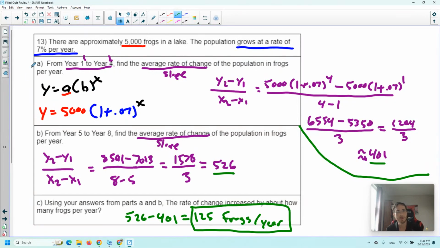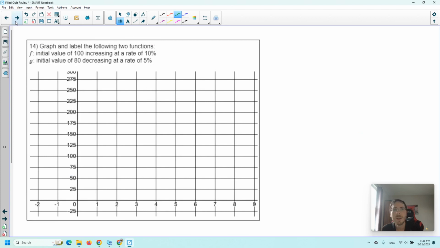All right. Well, I know most people are probably almost done after this since that one is a long one, but there is one last question. So we just got a little graphing question. It says graph and label the following two functions. So we have to do f, which has an initial value of 100 and is increasing at a rate of 10%. So if we know it starts at 100, we can label f and say f starts there. If it goes up by 10%, we've got 100 times 1 plus 0.10 to the x power as the equation.